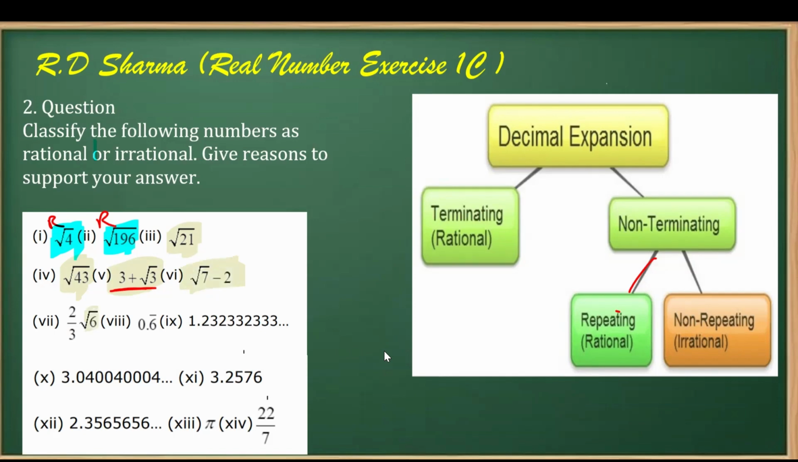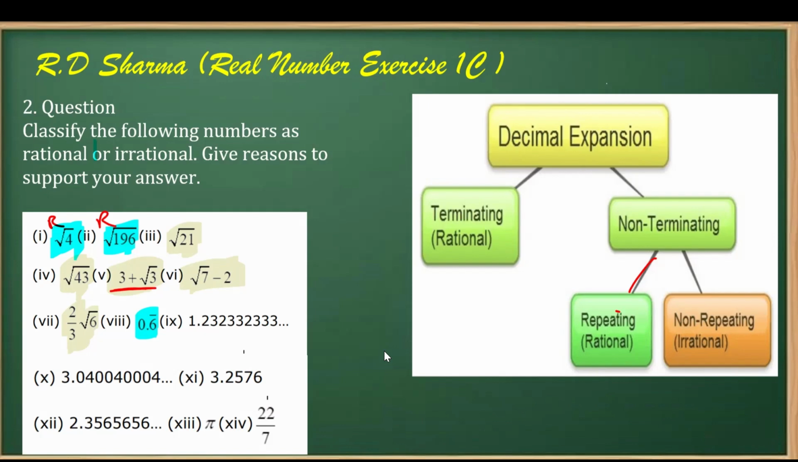Now this is root 6, which is irrational, and therefore this is irrational. And this one is rational because its decimal expansion is non-terminating but recurring. This recurring is repeating, right? 6 is being repeated. That's why it is rational.